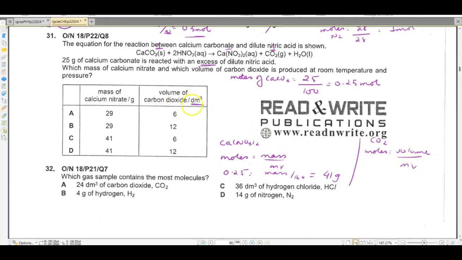And since the answer is in decimeter cube, we just require the 24 decimeter cube value. So 24 into 0.25 is going to give us 6 decimeter cubes of CO2. Okay. So 41 grams and 6. C is going to be the correct option.